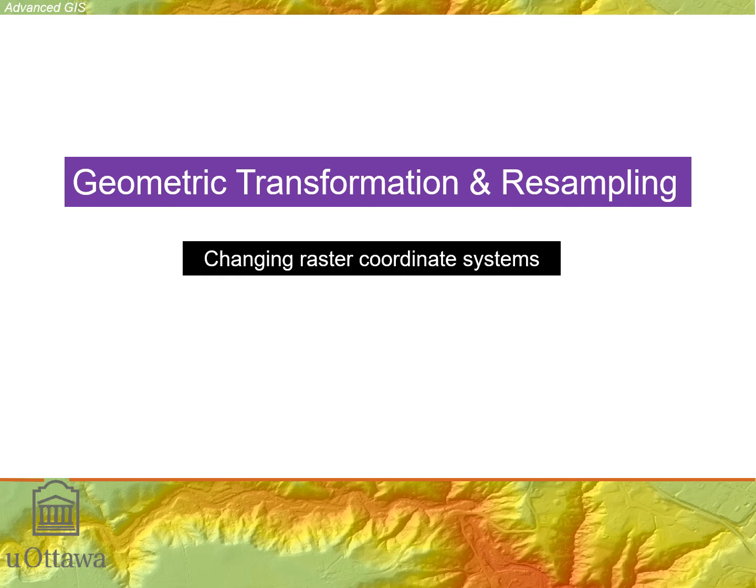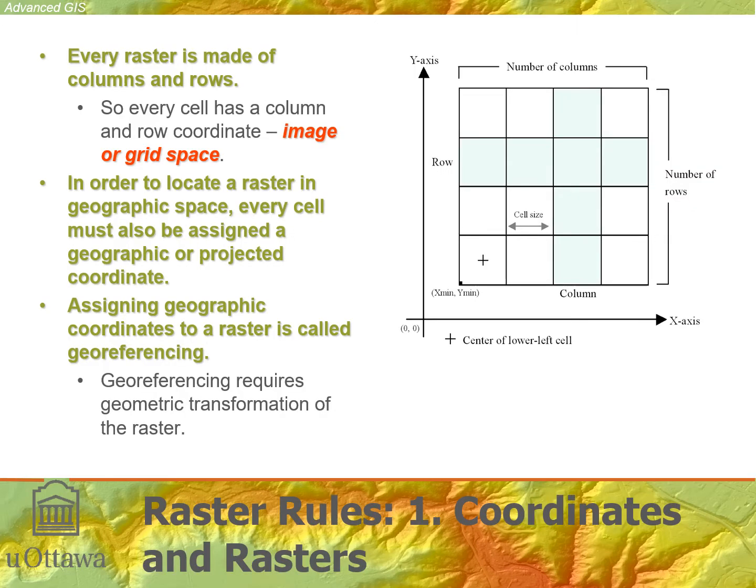Geometric transformation and resampling. How we change raster coordinate systems, or give coordinate systems to rasters that don't have them. So just recall again that every raster layer, whether it is in a real-world coordinate system or just found on the internet, all have an internal column and row coordinate system. So we have columns across the top, and of course rows from east to west.